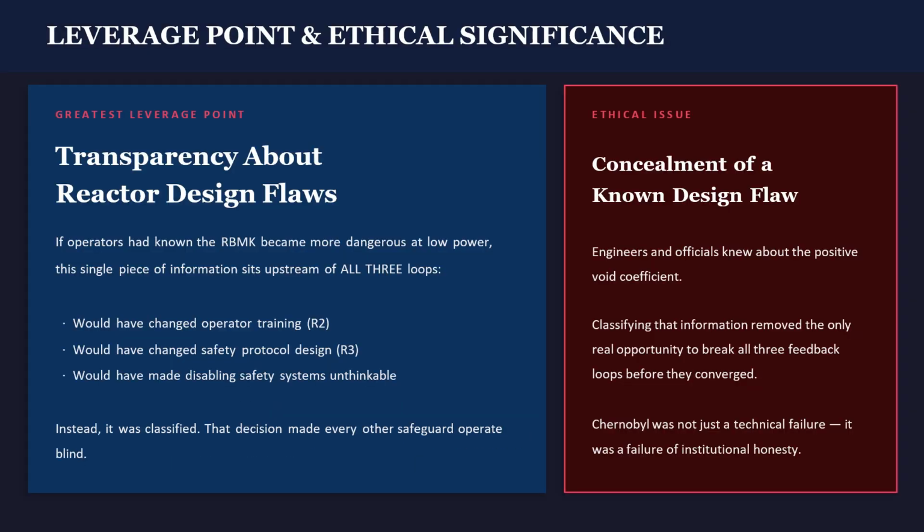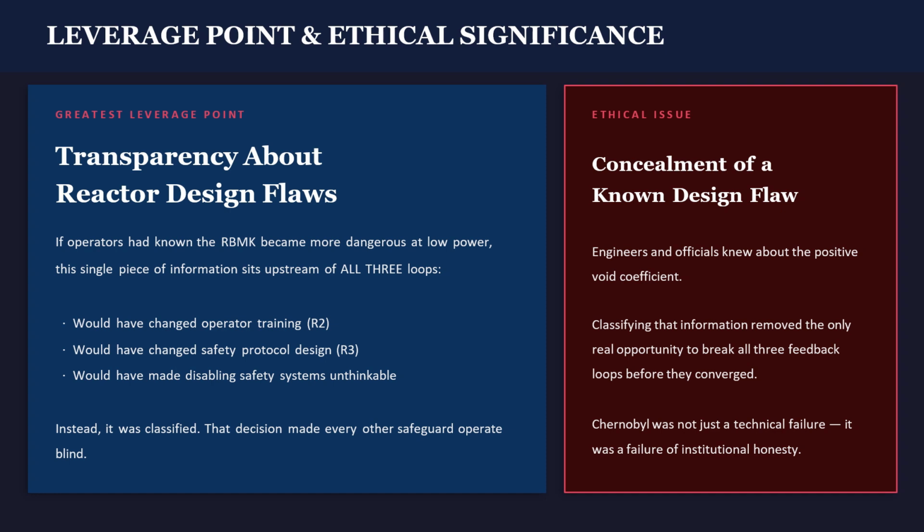The greatest leverage point in our system is transparency. If operators had known the RBMK got more dangerous at low power, that one piece of information breaks all 3 loops before they start. But it was classified. Officials knew and chose not to tell the people running the reactor. That single act of concealment removed the only real chance to stop this.